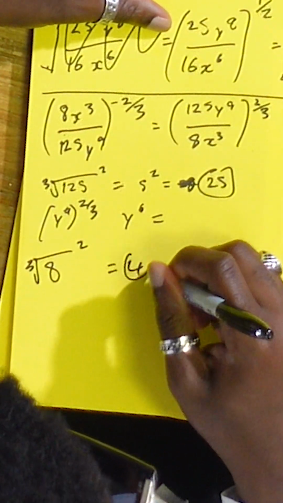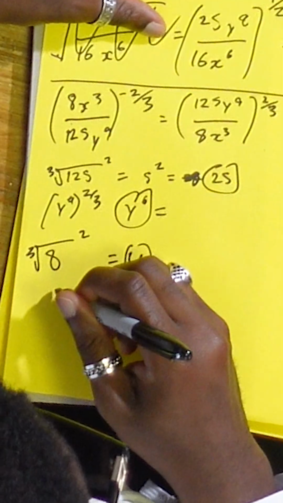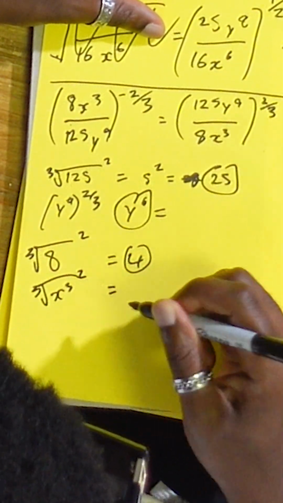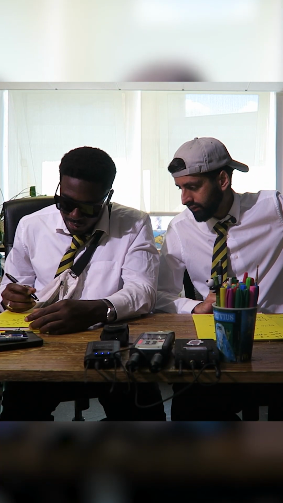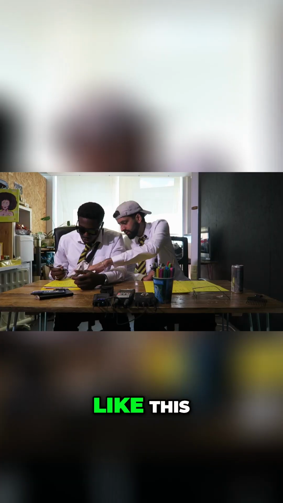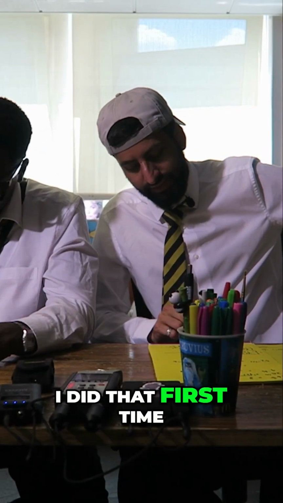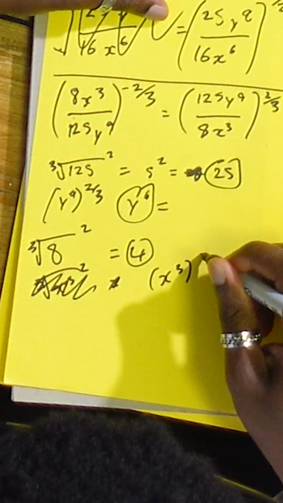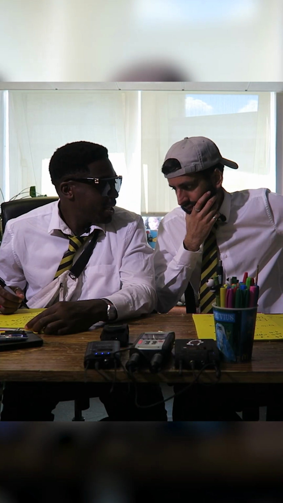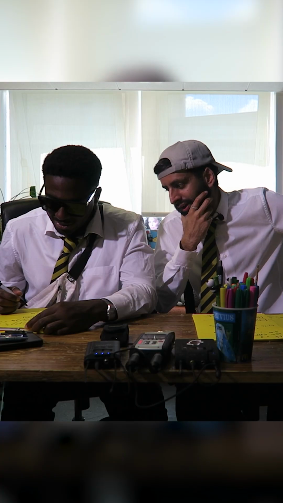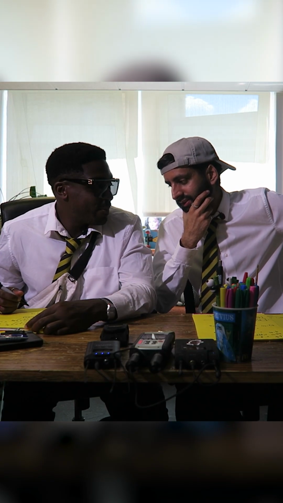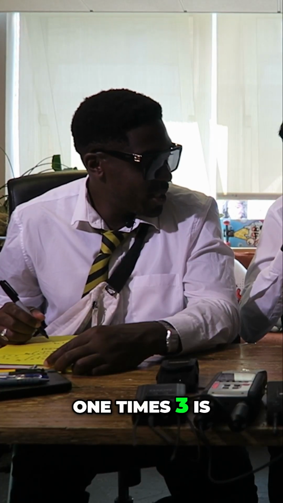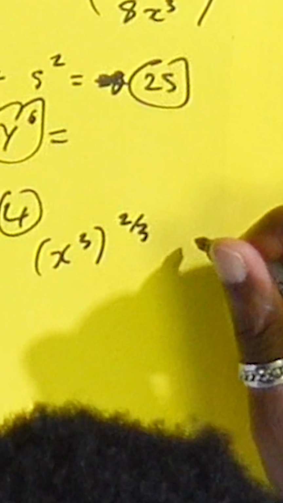Circle this. Last one, x to the 3. 3 divided by 3 is 1, to the 2 times 2 is 2. So you do 3 divided by 3. Did I just mess that up? Yeah, you did, because you want to write it like this. Don't worry, I did that first time. x to the 3, bracket, 2 over 3. And then you times by the 3 and then divide by the top. No. Divide by the bottom, times by the top. 3 divided by 3 is 1. And then times by the top. 1 times 2 is 2. So it's x to the 2.